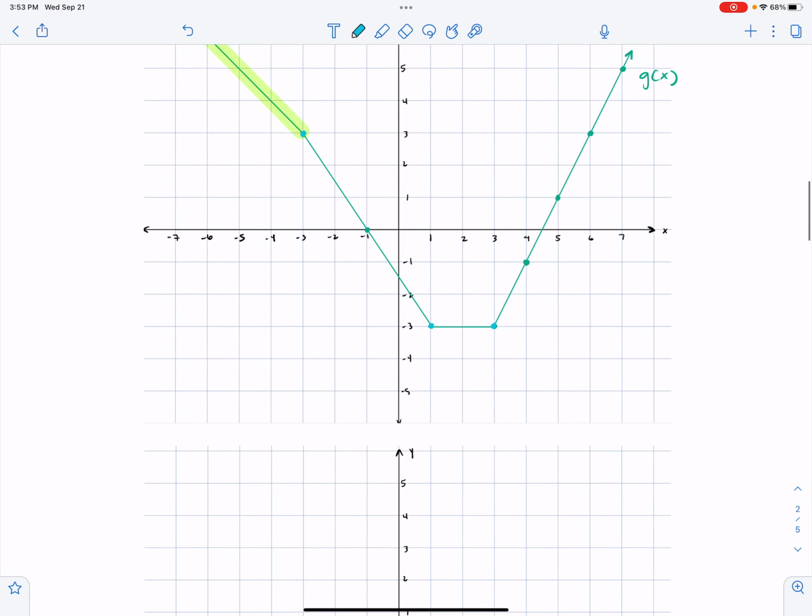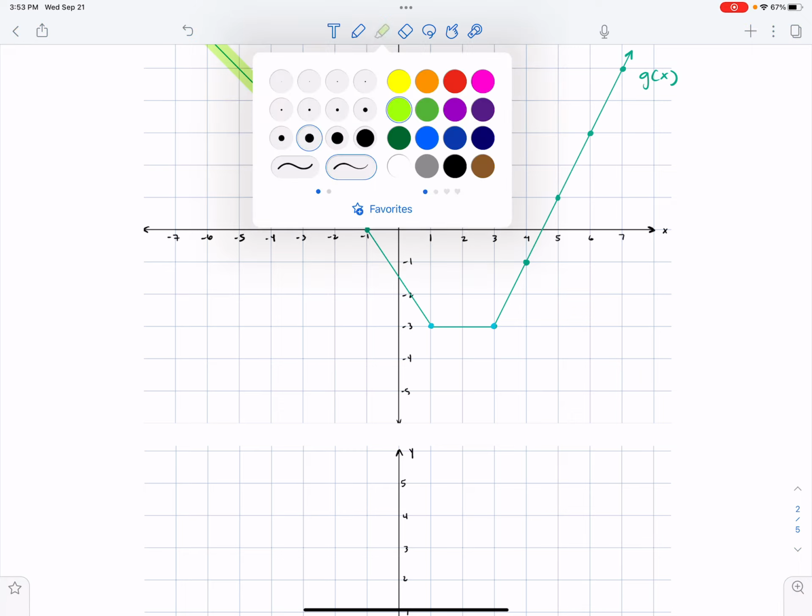x equals -3 doesn't look like it's differentiable. There's a sharp corner there, kind of like an absolute value function, not as sharp as at x equals 0 for the absolute value function, but the slopes just drastically change at x equals -3, creating that sharp corner. Here, let me use a different color here.